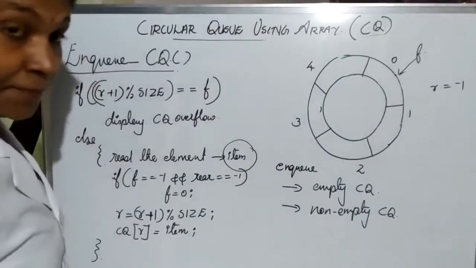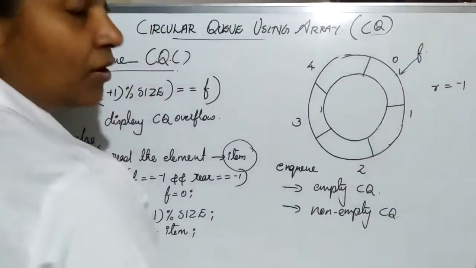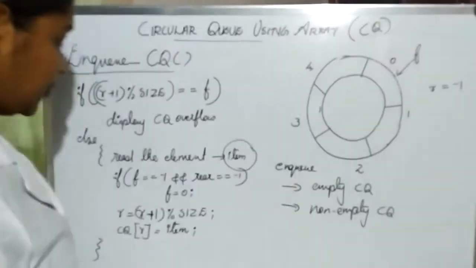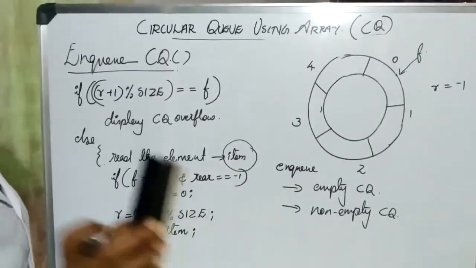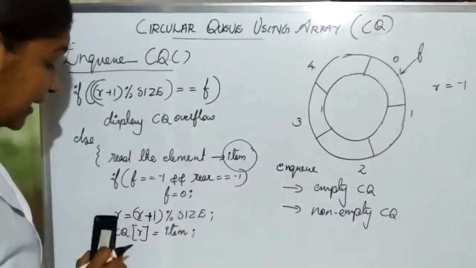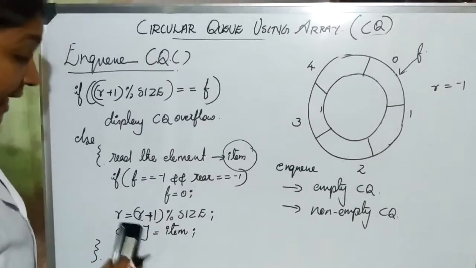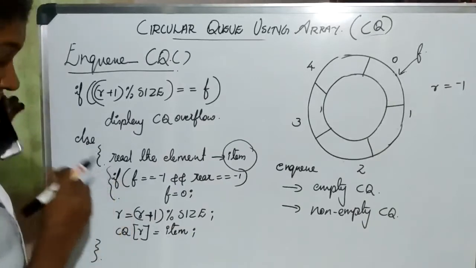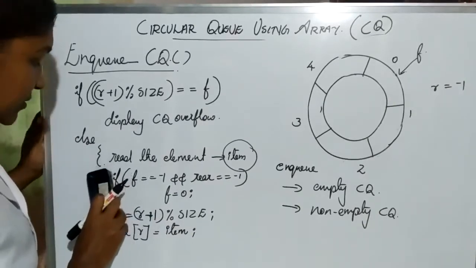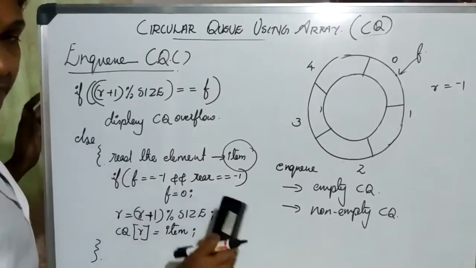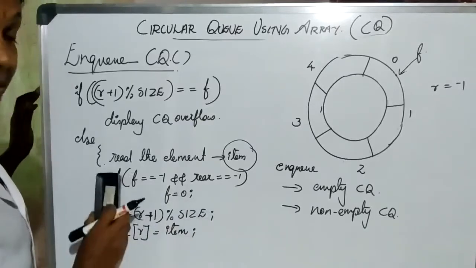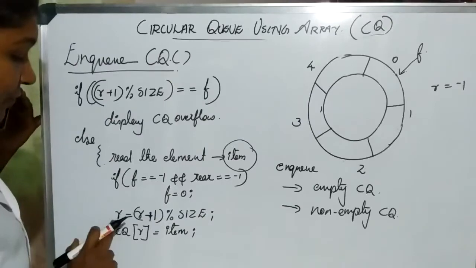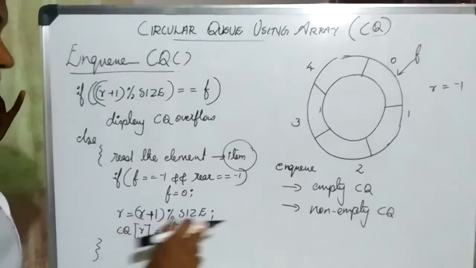And what about rear? Incrementing rear is a common operation for empty CQ as well as non-empty CQ. So write it as a common statement. You have to take care that this step is not the else part of this if. This is a simple if. Based on that, we have written the statement F is equal to 0. Then the next statement is a common statement within this function. So you increment the value of rear. Rear is equal to (rear plus 1) mod size.